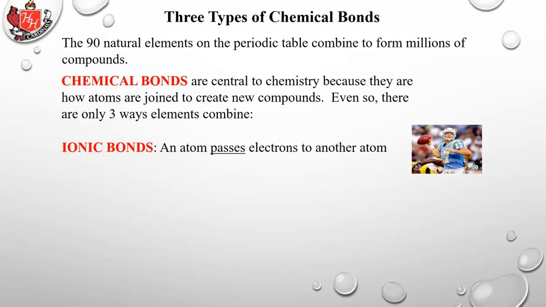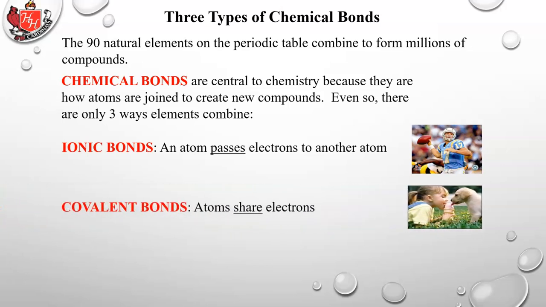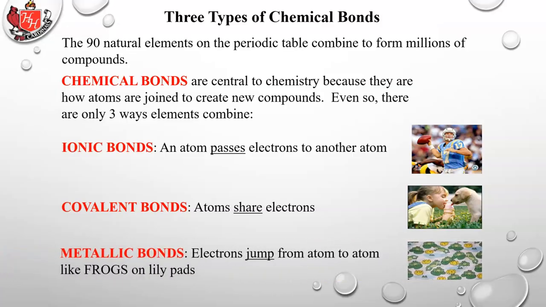The first we'll study are ionic bonds. An atom passes electrons to another atom. Covalent bonds, atoms share electrons. And metallic bonds, electrons jump from atom to atom like frogs on lily pads.